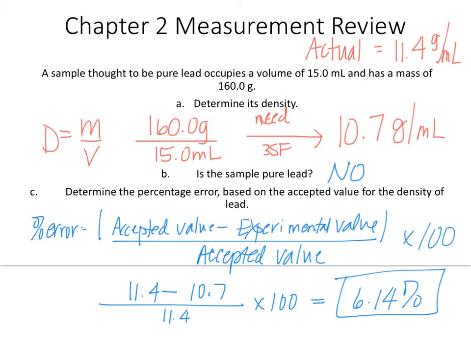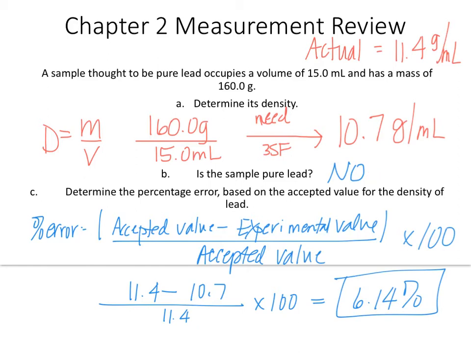Okay, so you should have gotten a density of 10.7 grams per milliliter. You needed 3 significant figures because of this value right here. I only had 3. Is the sample pure lead? Based on this calculation, we would say no, it's not. That would be unless you made a really big calculation error.